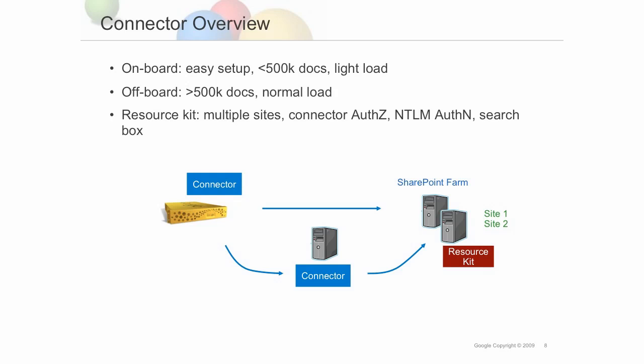It deploys in seconds and can be installed on Windows or Linux, and you can deploy more than one connector to distribute your load. There's also a resource kit that you will likely need to install on your web front-end servers. It's needed to support crawling more than one site, NTLM authentication, connector authorization, and the Google search box. Note, you'll need to get the SharePoint administrator's permission to install the resource kit. They may not want to install something on their SharePoint servers, so explain to them that this may be needed and that it is installed as a SharePoint template, not a web part.